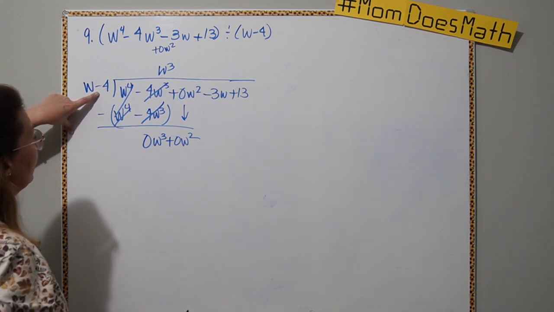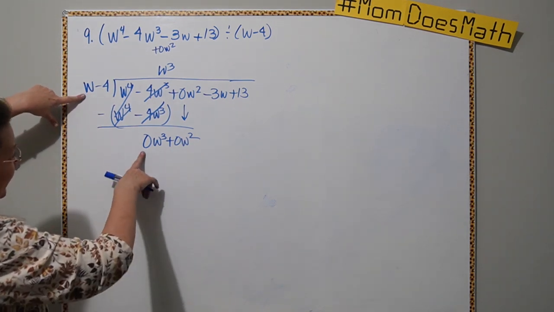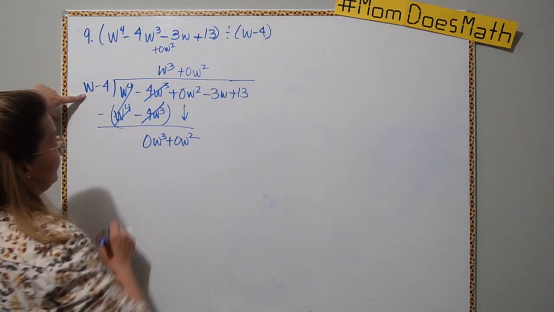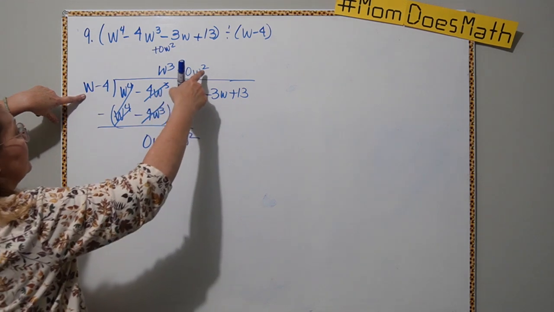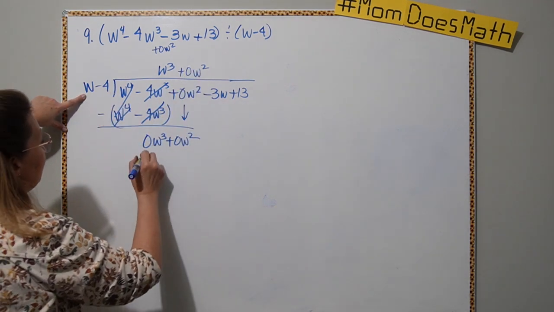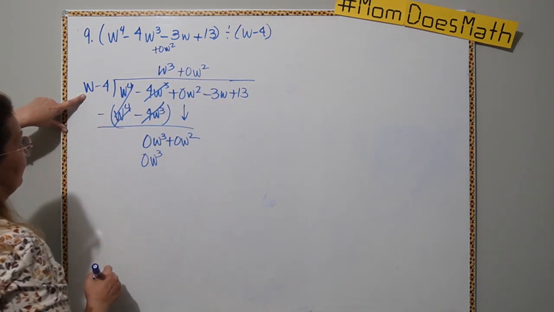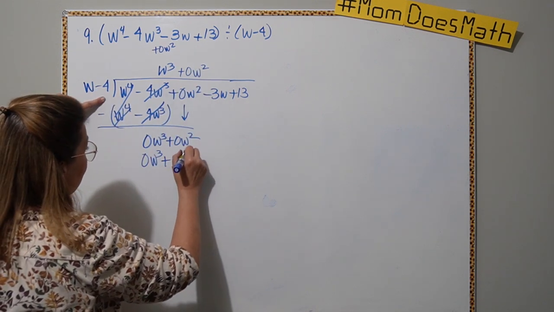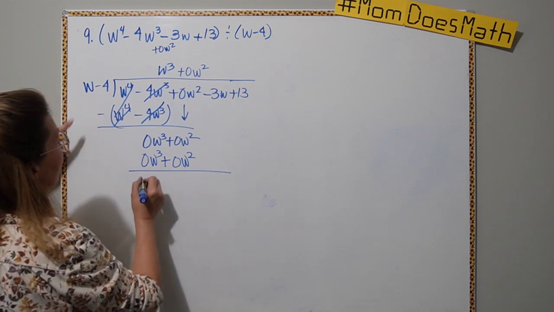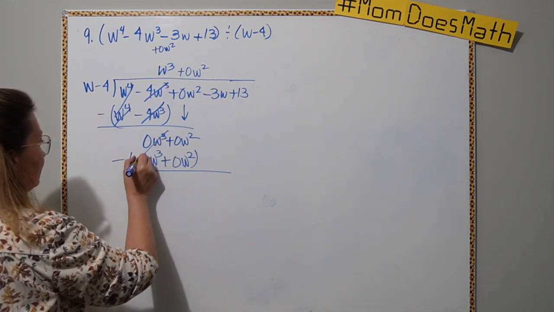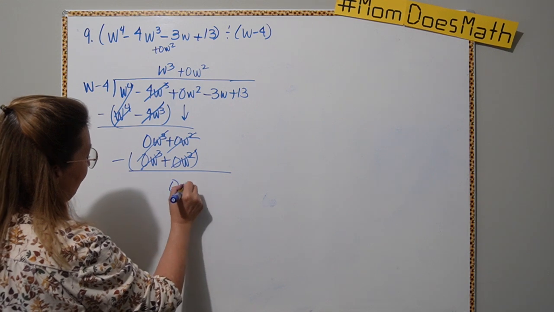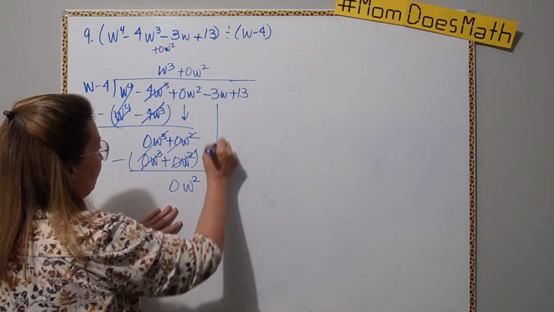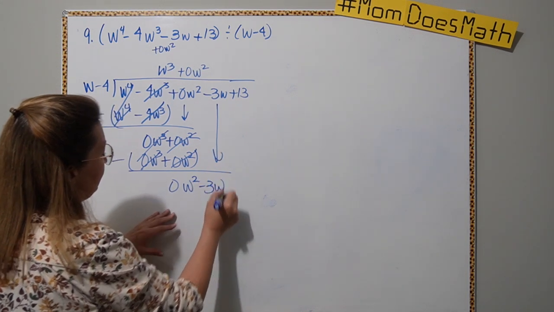0 is a number. All right, what would I multiply w by to get 0w to the 3rd? Well, that's going to be plus 0w to the 2nd. So 0w to the 2nd times w gets you 0w to the 3rd. 0w squared times negative 4 gets you 0w squared. Okay, so we are subtracting. This cancels, this cancels. So I've still got 0w squared just to hold your place. And then I'm going to bring down that minus 3w.